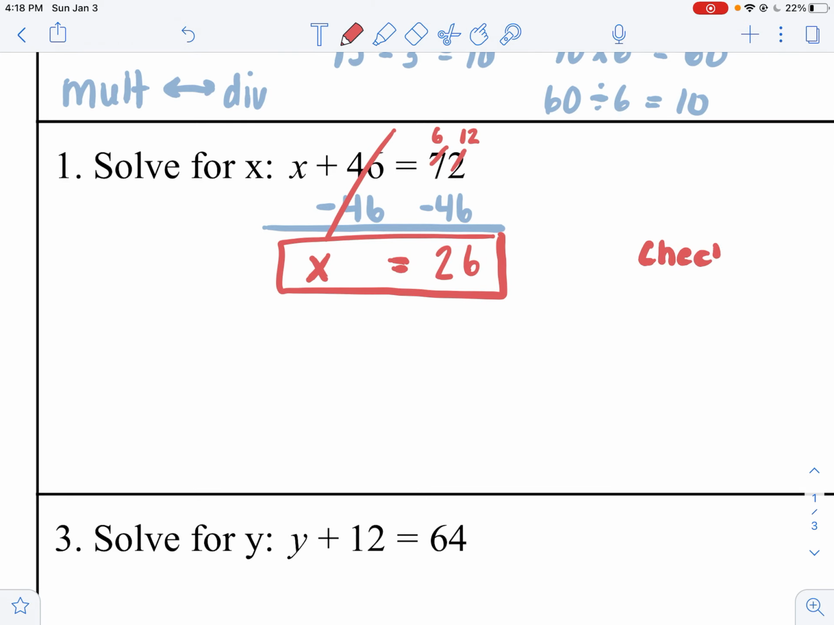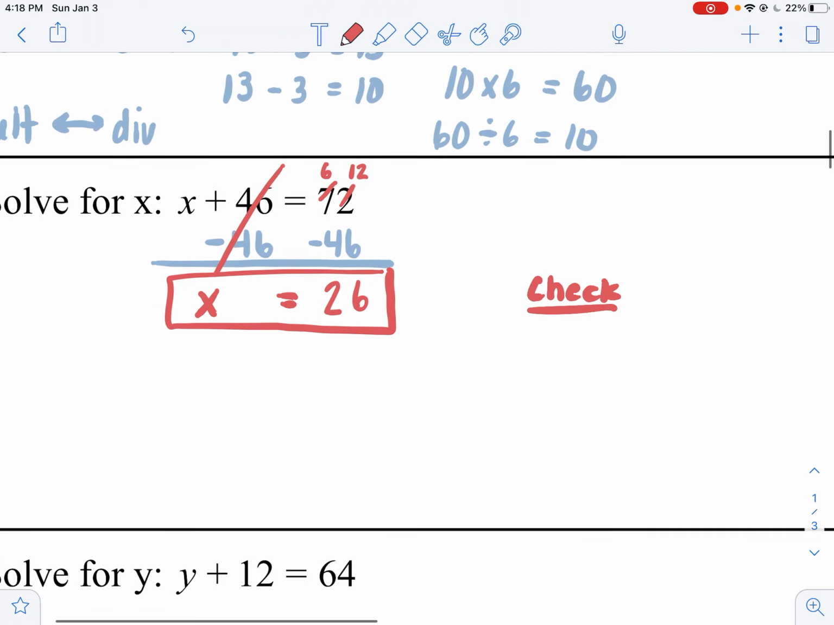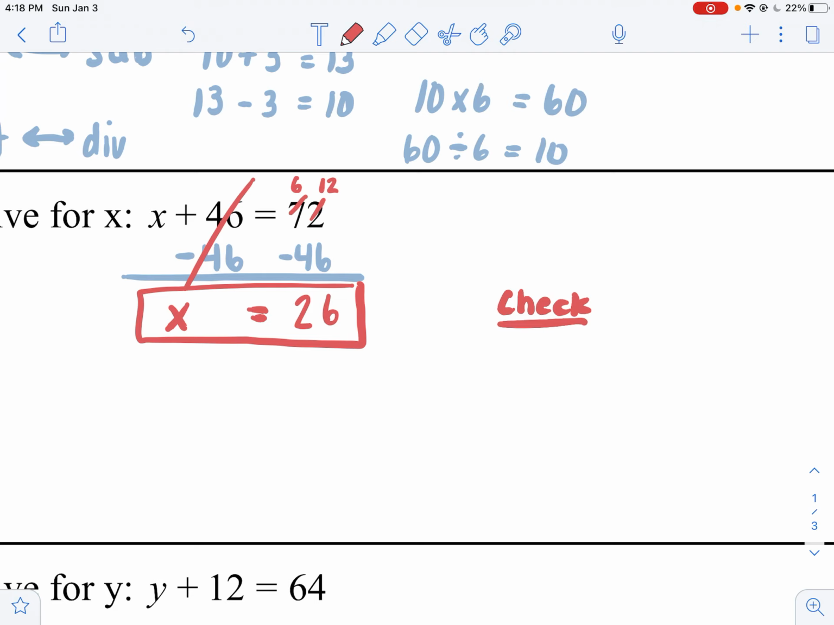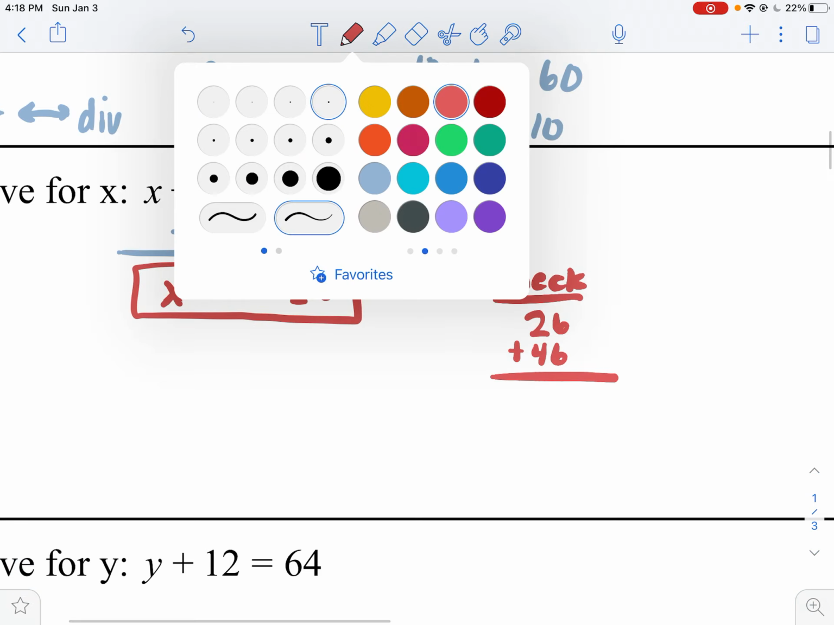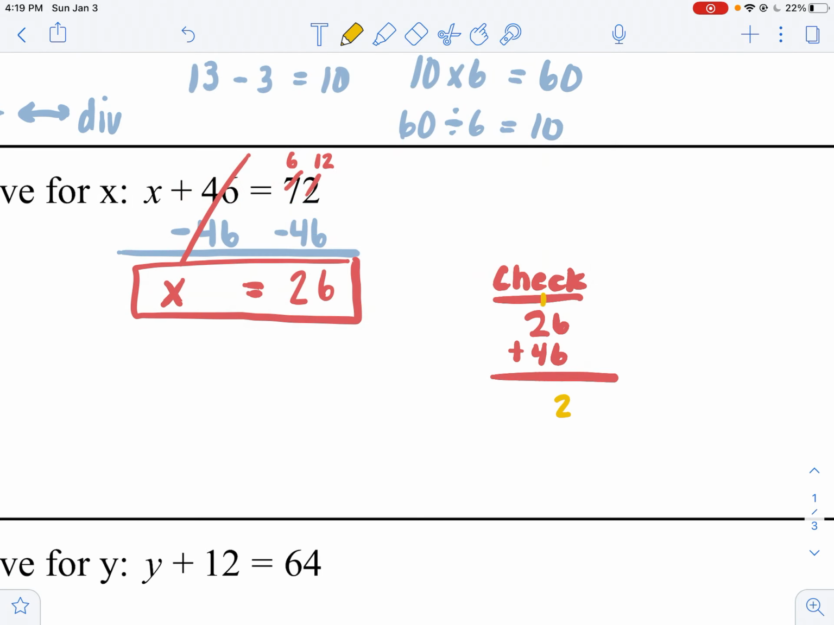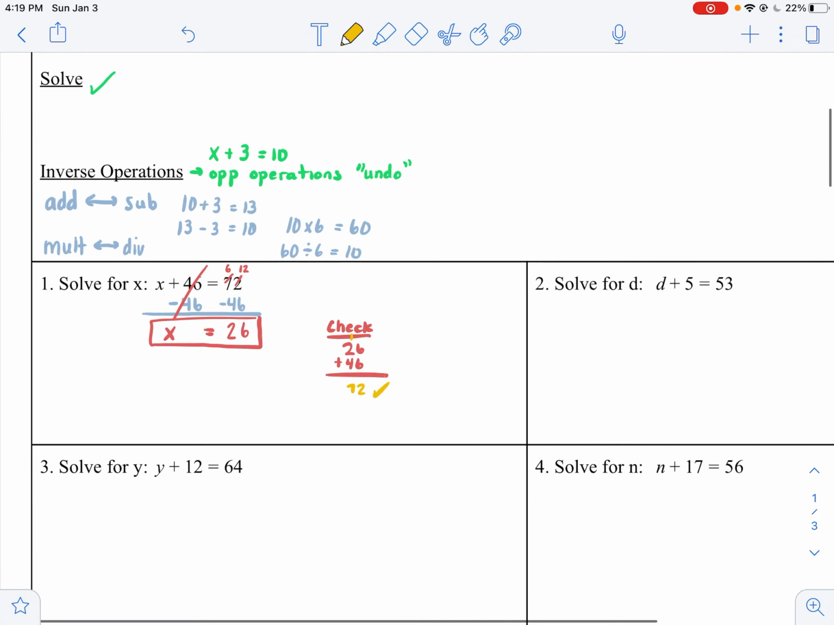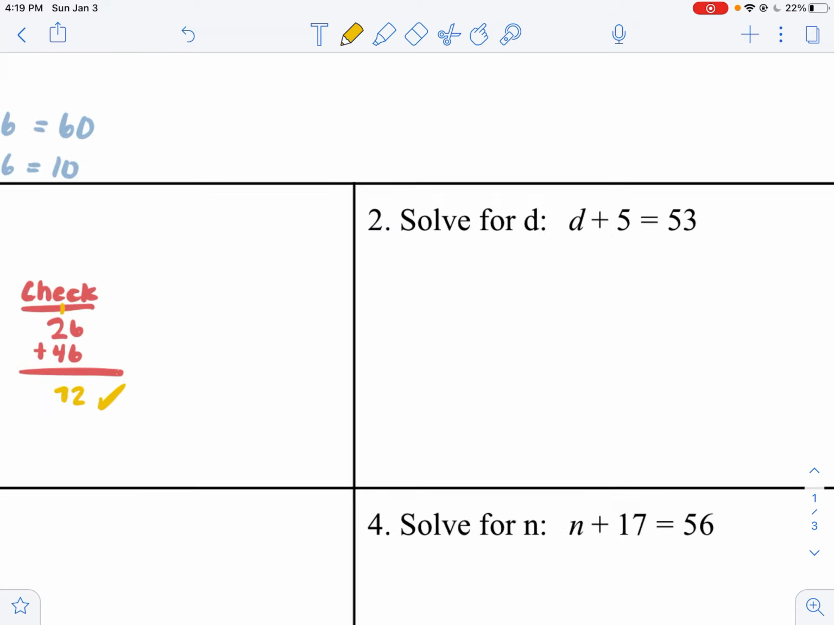So here's how we're going to check our work. You can always check your work by substituting, replacing the x with a 26 to make sure it works. Does 26 plus 46 have to give us 72, because that's what our question says? So if I check my work, I get 4, 5, 6, 7. Yep, it worked. Okay, and let's do one more.